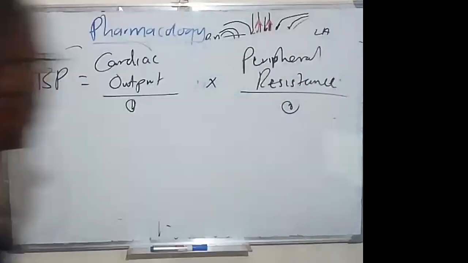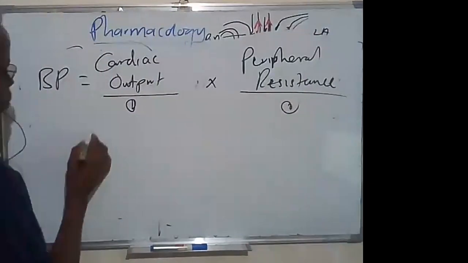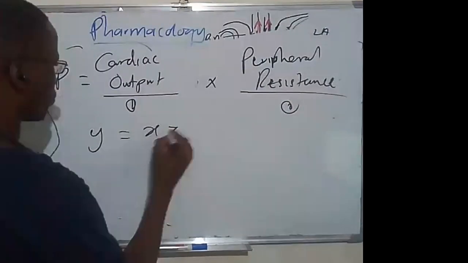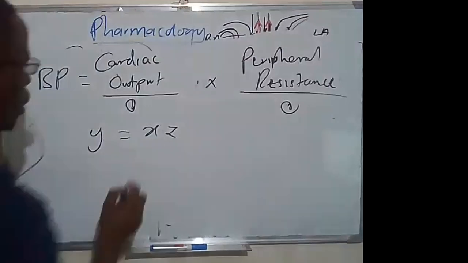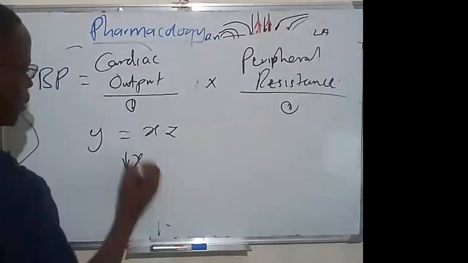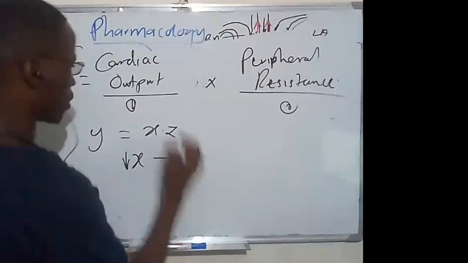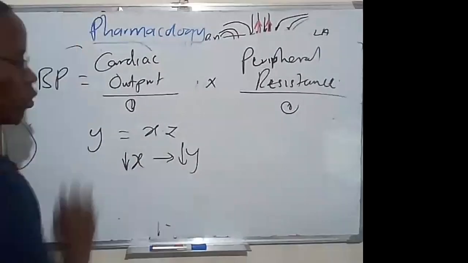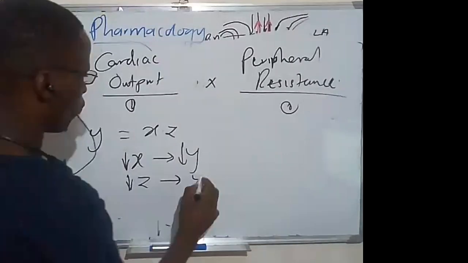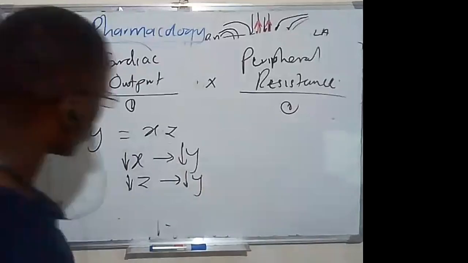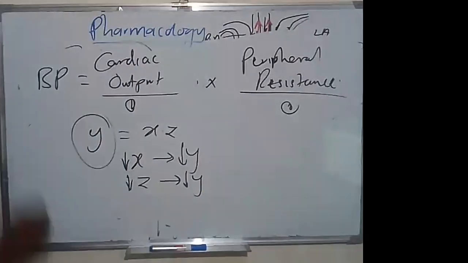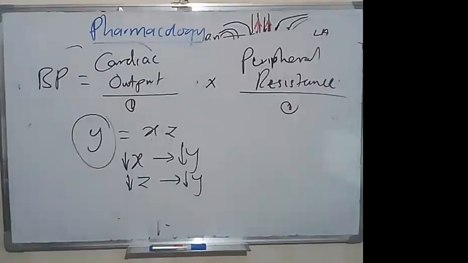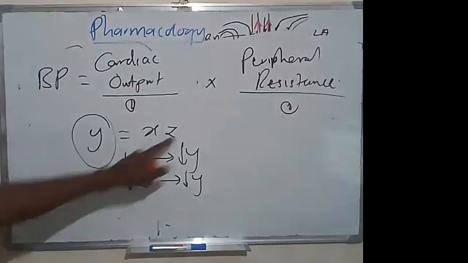Now, let me give you an example. If we say that Y is equal to X multiplied by Z, then it means that if we lower X, even Y is going to lower, isn't it? If we reduce the value of X, the value of Y is going to reduce. If we reduce the value of Z, the value of Y is going to reduce. So in other words, for us to reduce Y, we have to reduce either X or Z or both of them. Why? Because Y is directly proportional to X and also directly proportional to Z.